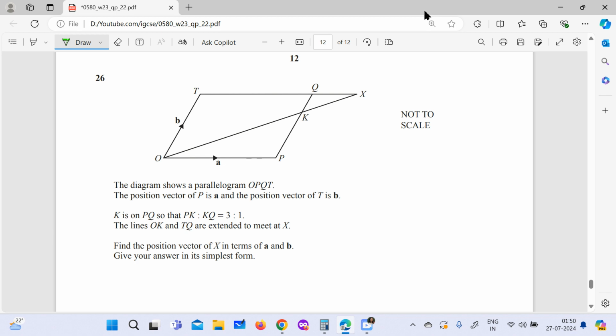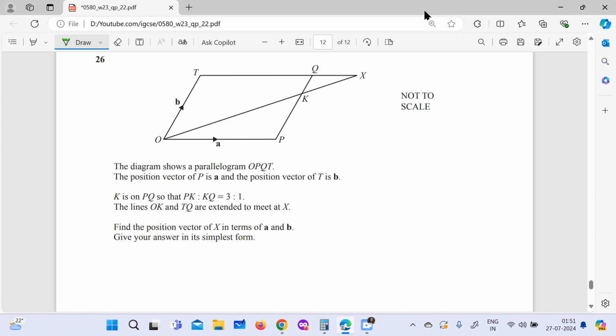Okay, now, so the diagram shows a parallelogram OPQT. Okay, so OPQT, this is your parallelogram. The position vector of P is a. Okay, so O is the origin and the position vector of T is b. So OT is b.